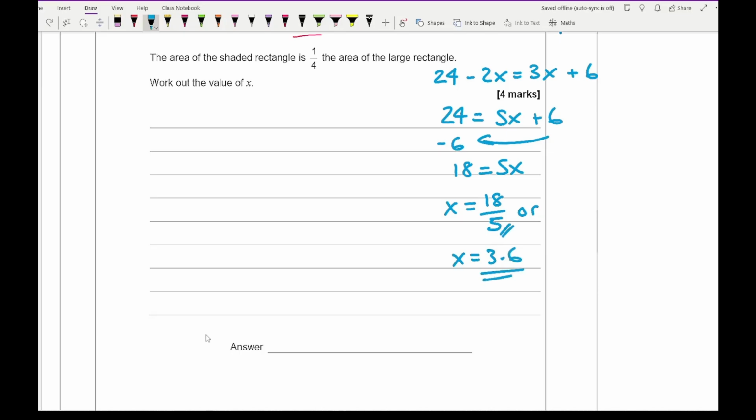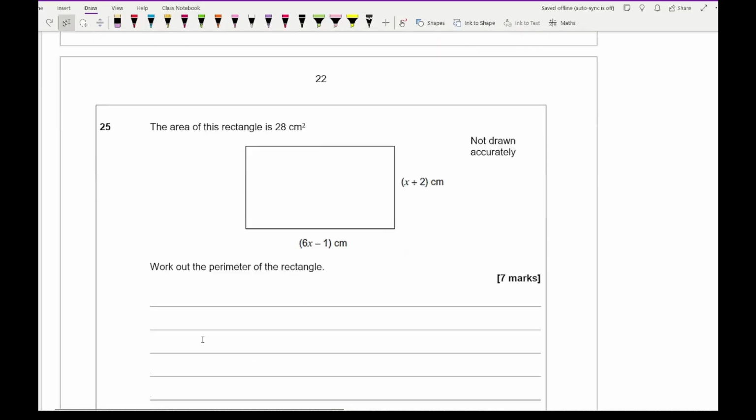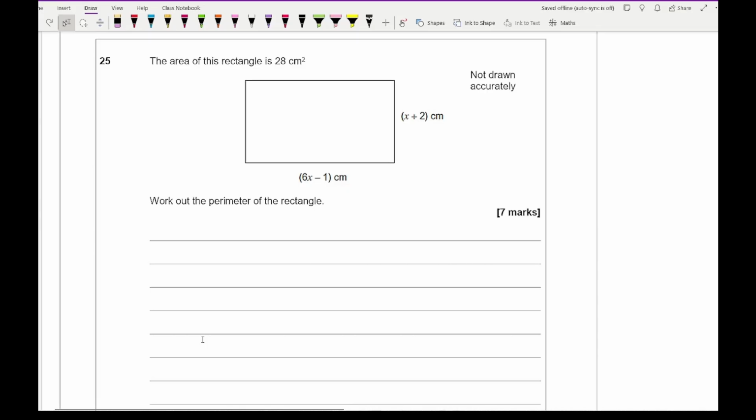I'd probably leave your answer as 18 over 5. Then moving on to question 25, it says the area of a rectangle is 28 square centimeters. Work out the perimeter of the rectangle. Well, in order to work out the perimeter, we need to work out what x is.